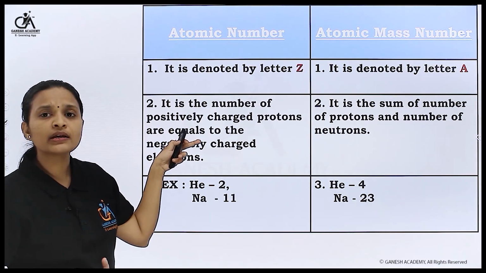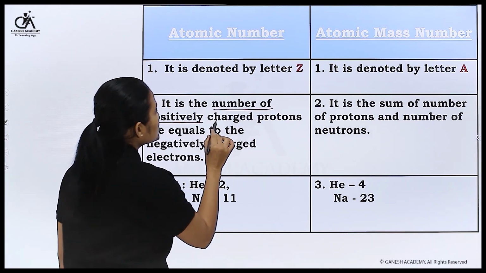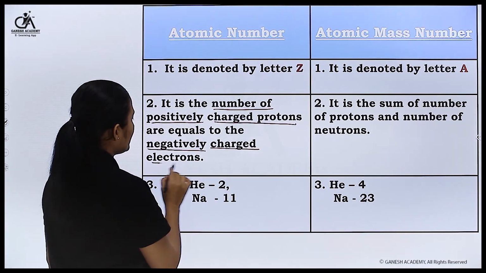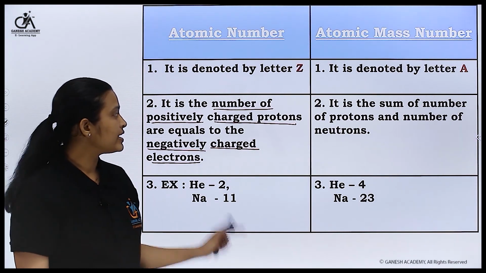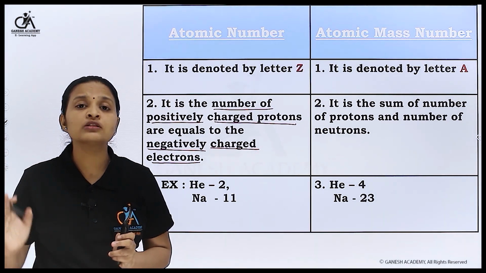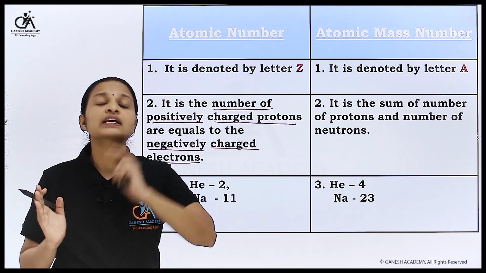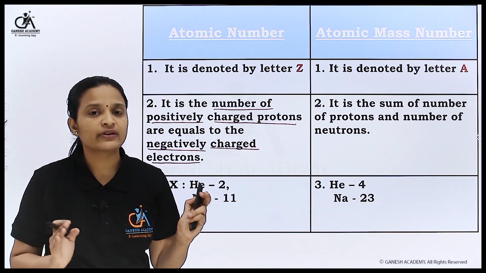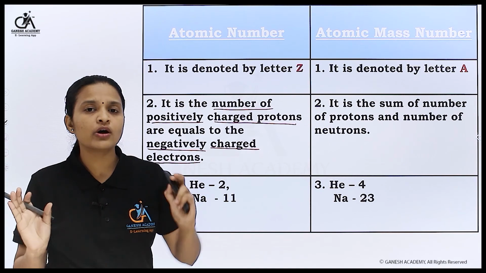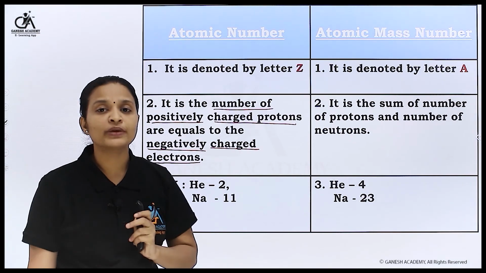After that, what is atomic number? Atomic number is the number of positively charged protons, which is equal to the number of negatively charged electrons. This is very important. It gives the number of positively charged protons, which are present inside the nucleus, and this is equal to the number of negatively charged electrons, which are present outside the nucleus. So with the help of that we can calculate the atomic number.